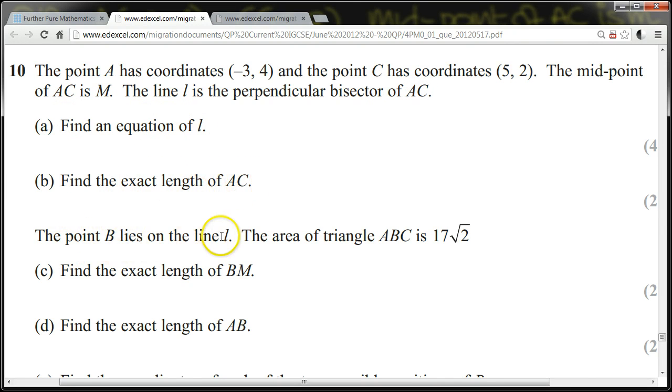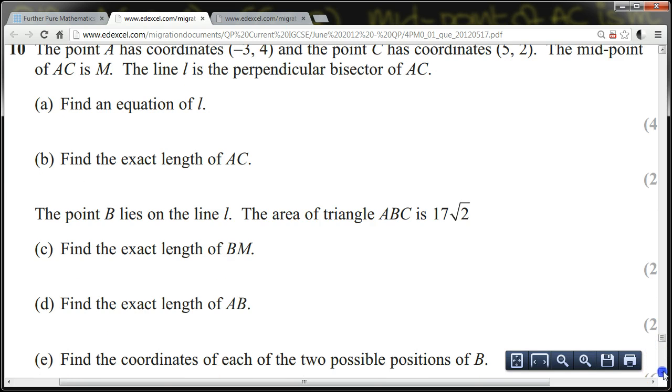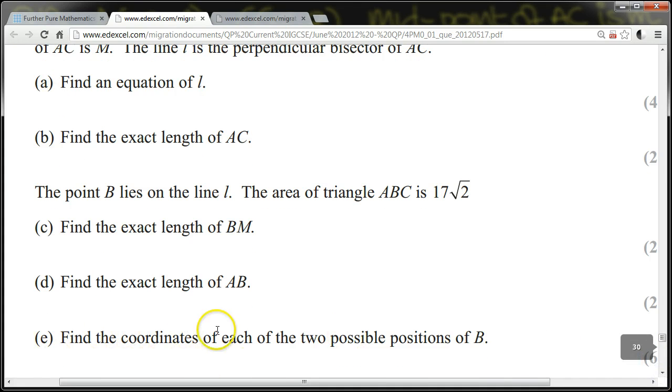The point B lies on L. The area of triangle ABC is 17 root 2. Find the exact length of BM. Find the exact length of AB. Find the coordinates of each of the two possible positions of B.